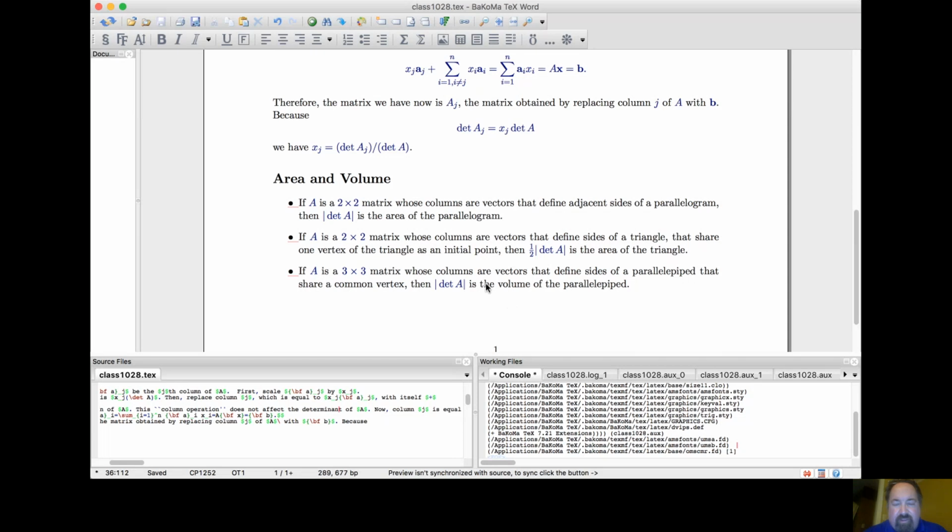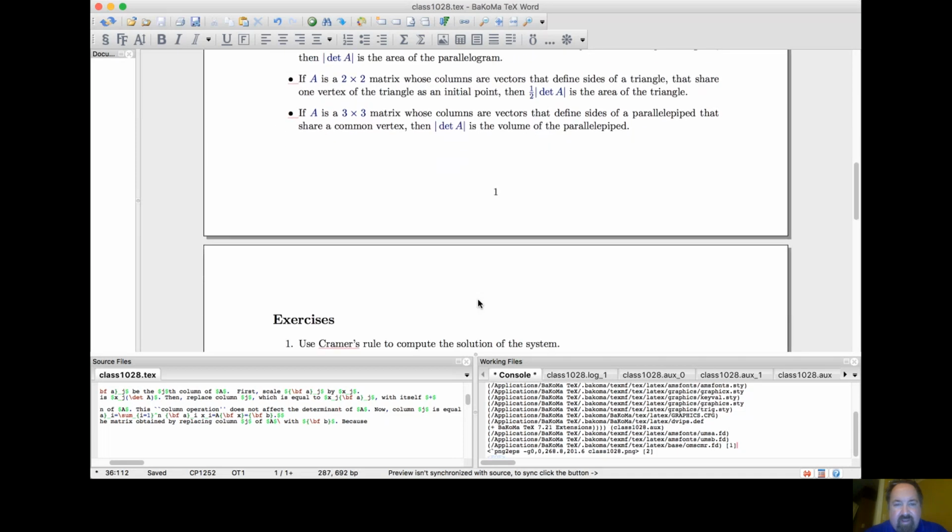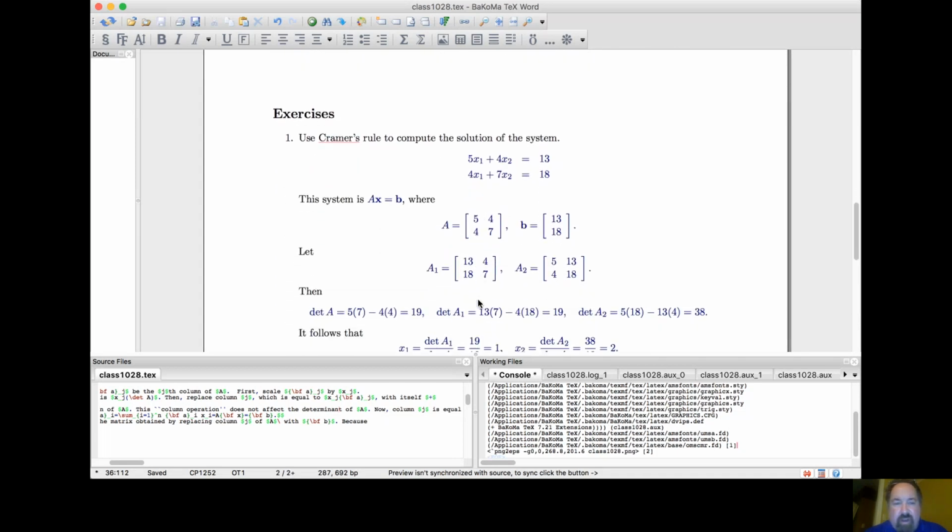All right, so they can't be just any three sides. They have to be three sides that share a common vertex. That's important here. Okay, now I'll get into the problems.